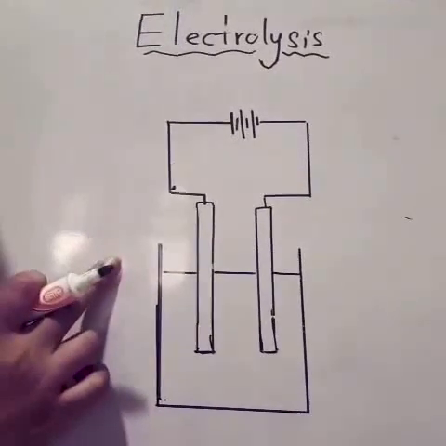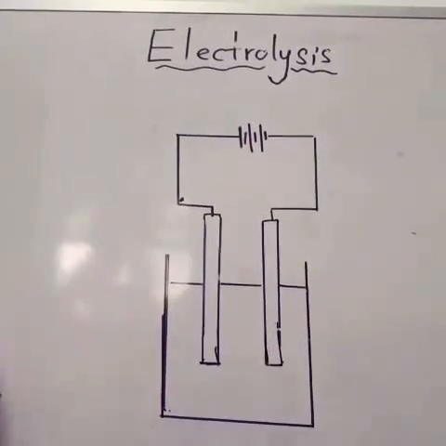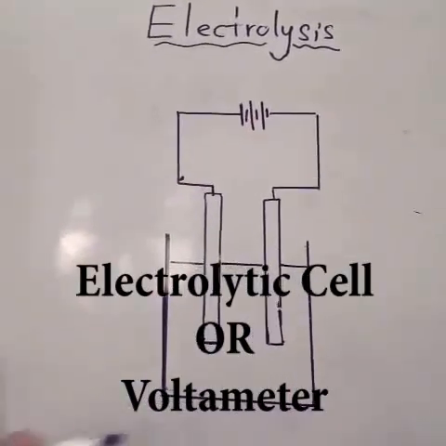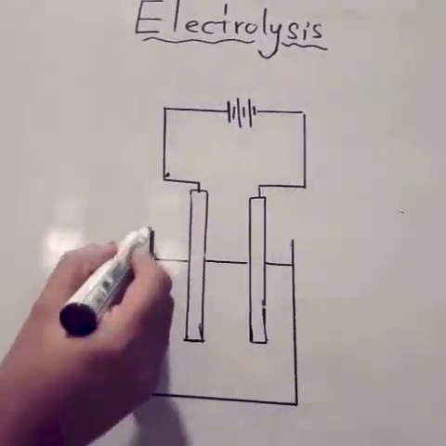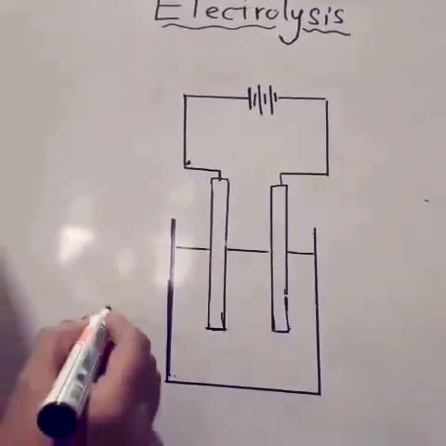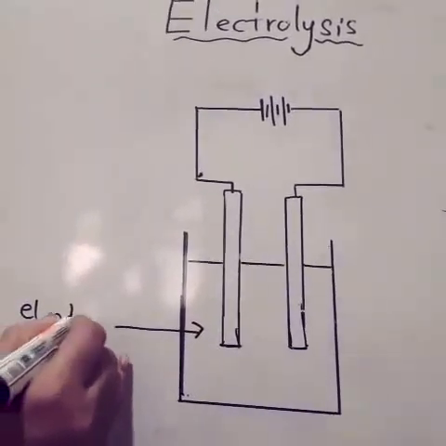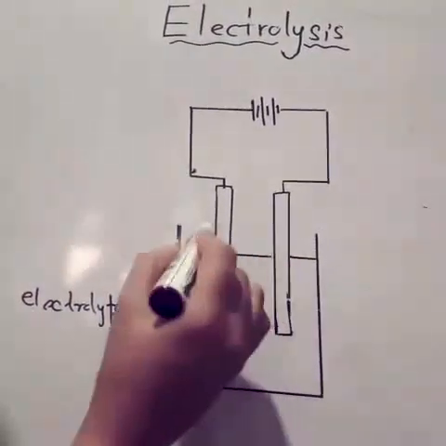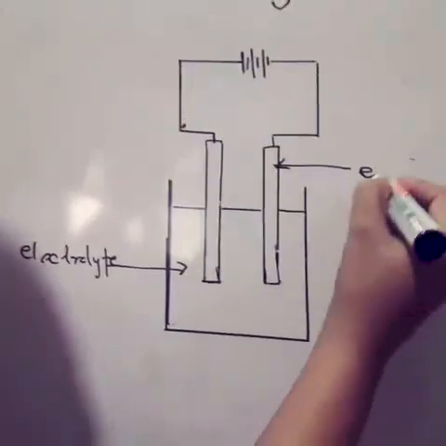Electrolysis is done in such a setup. This setup is called the electrolytic cell or the voltameter. It contains a beaker or any container, and the electrolyte is put into it. And here these are called electrodes.